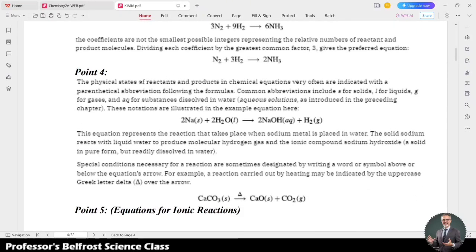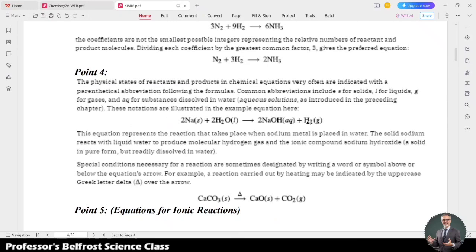So yeah, the physical states of reactants and products in a chemical equation are very often indicated with a parenthetical abbreviation that follows the formula. So we have S for solids, L for liquids, G for gases, AQ for aqueous. Actually, it's aqueous solution, which is a substance that is dissolved in water.